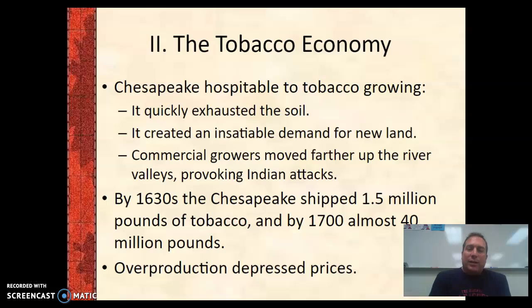You also had overproduction that was going on. So with more tobacco being raised, you also then had people getting worse and worse prices for their tobacco, and as a result, then they had to grow more in order to be able to keep doing okay.